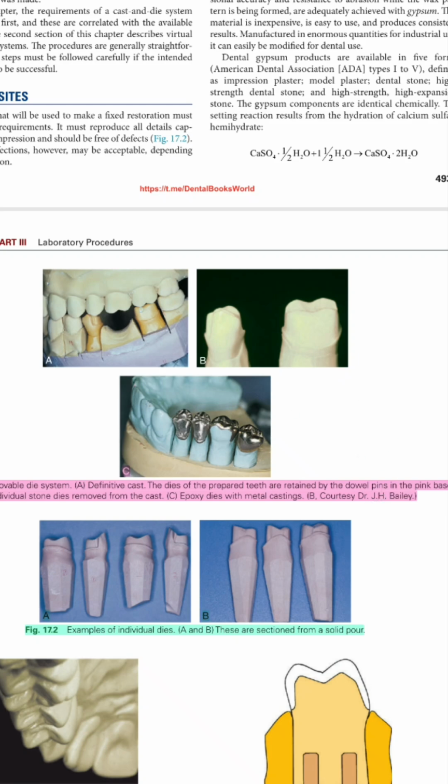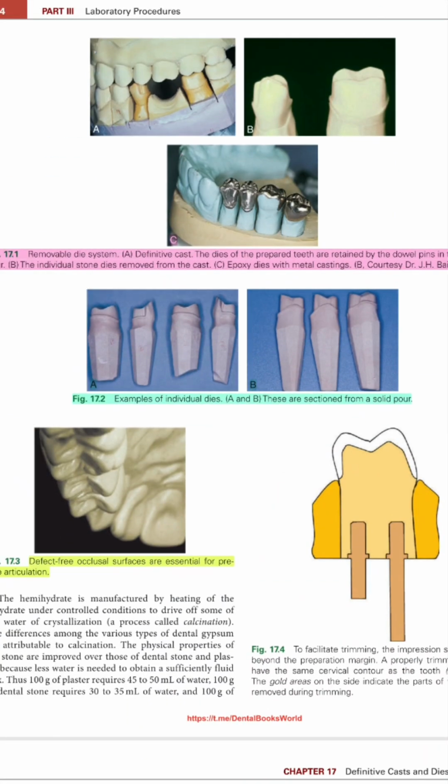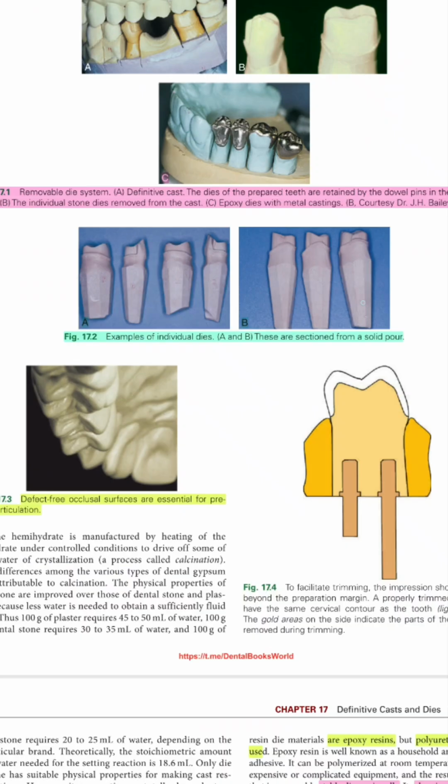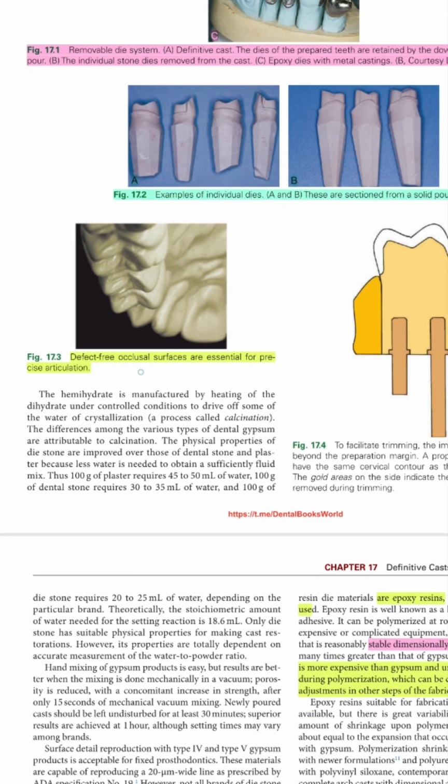Here, dowel pins are inserted under each tooth so that each individual stone die can be removed from the cast, or the teeth can be sectioned from the die and trimmed to a root shape. Defect-free occlusal surfaces are essential for the precise articulation that must be maintained in the pour of the die.